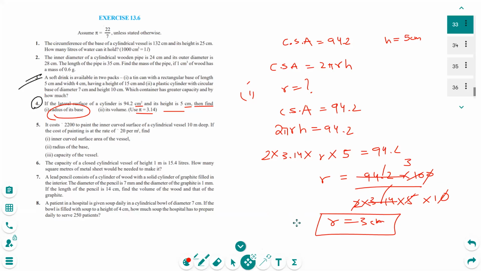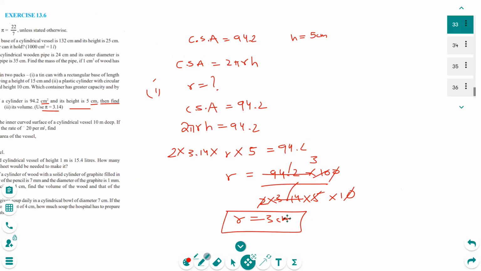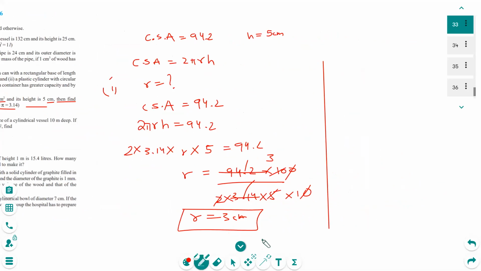Did everyone get this or was I too quick? Did you get it? Okay. Only one yes, sir. How about others? What about others? Are they having fun? So let's do the volume.